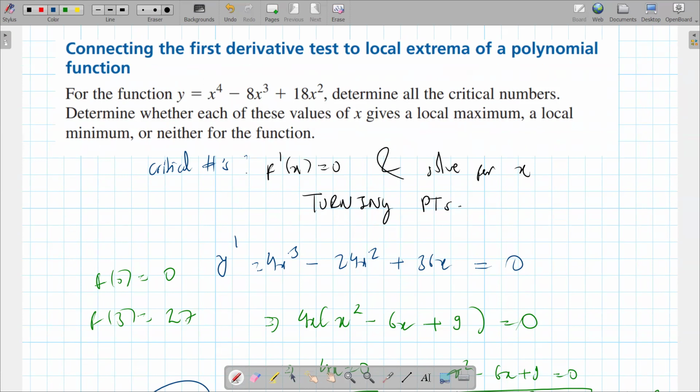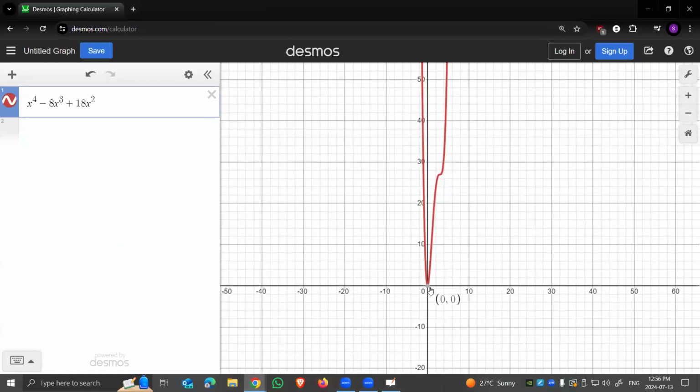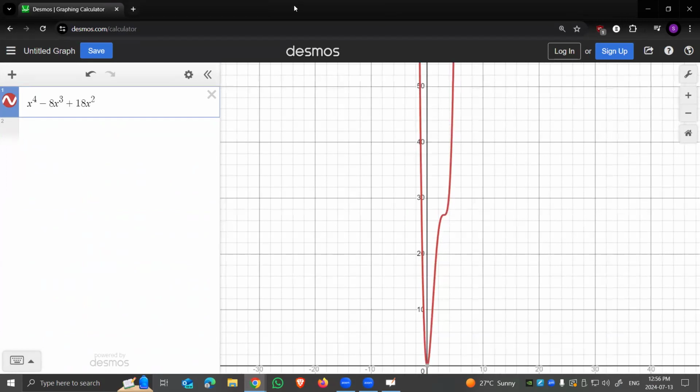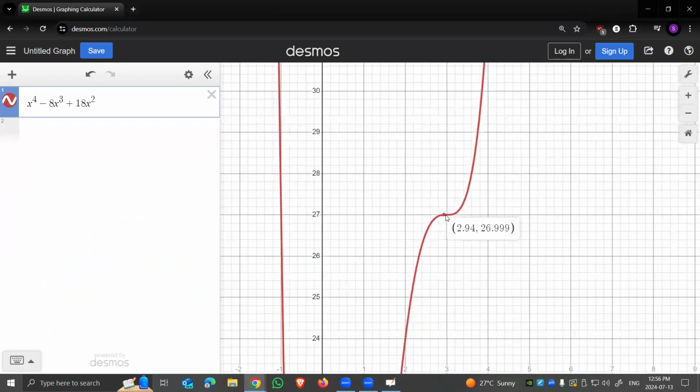So let's just quickly graph this to verify our results. x to the power of 4 minus 8x cubed plus 18x squared. So this is what it looks like. So at 0, 0, it's definitely a minimum. Yeah? What was our other point? 3, 27.